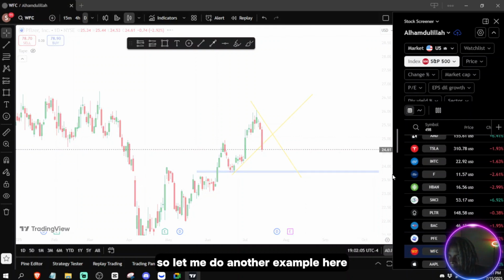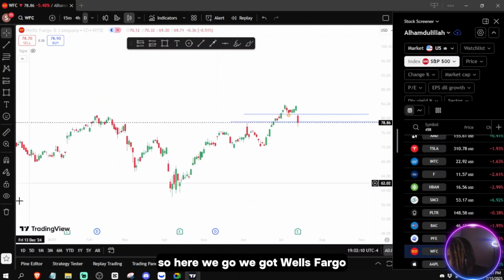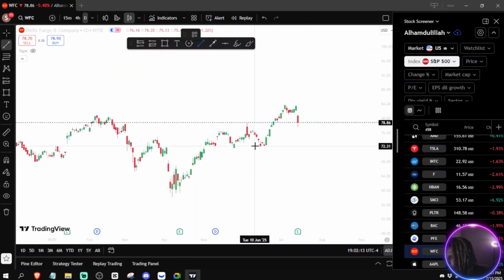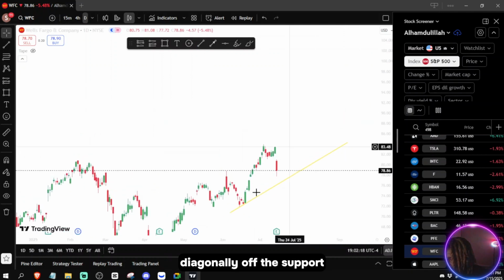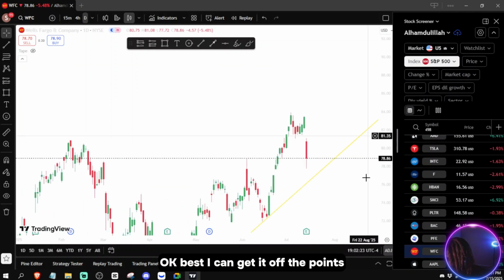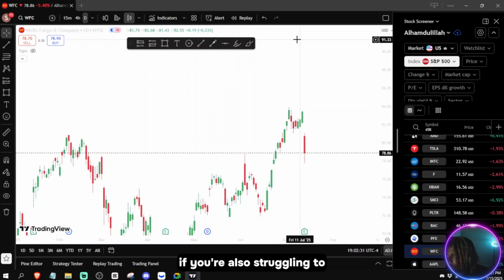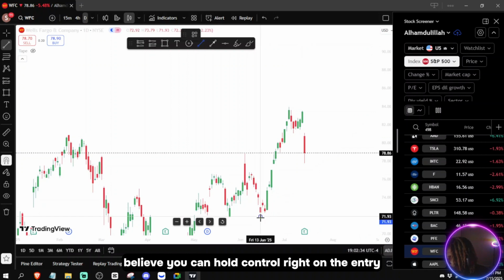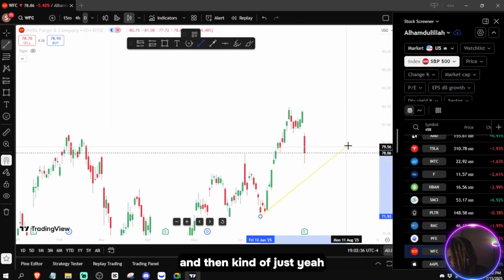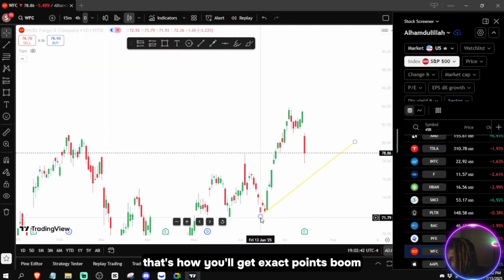So let me do another example here. So here we go. We got Wells Fargo. I'm gonna just draw my trend line diagonally off the support, just like this. Okay, best I can get it off the points. If you're also struggling, you can hold control right on the entry and then draw it diagonally like that. That's how you'll get exact points, boom.